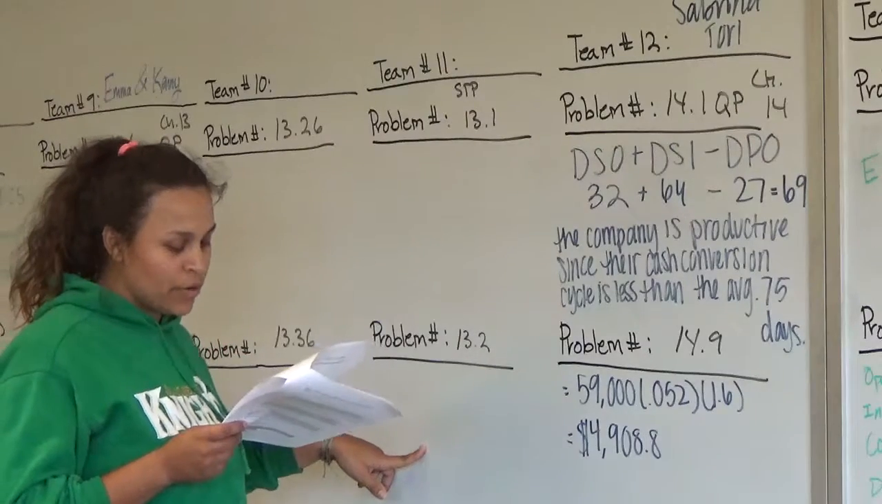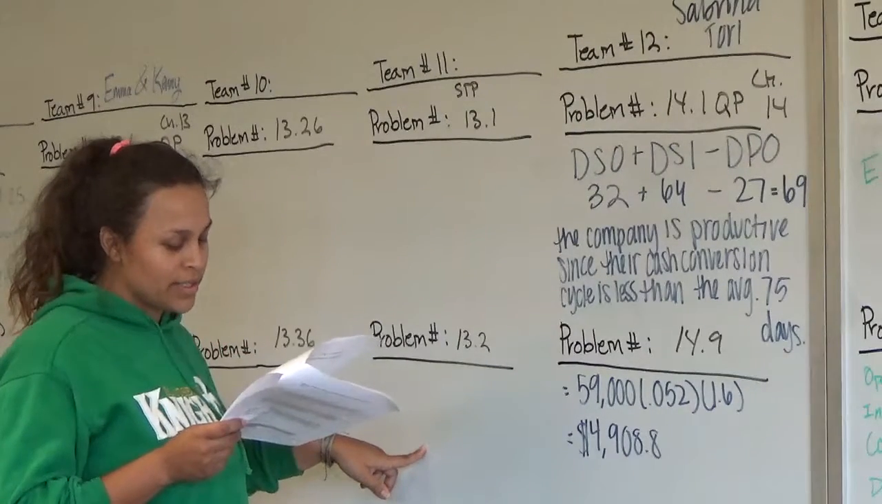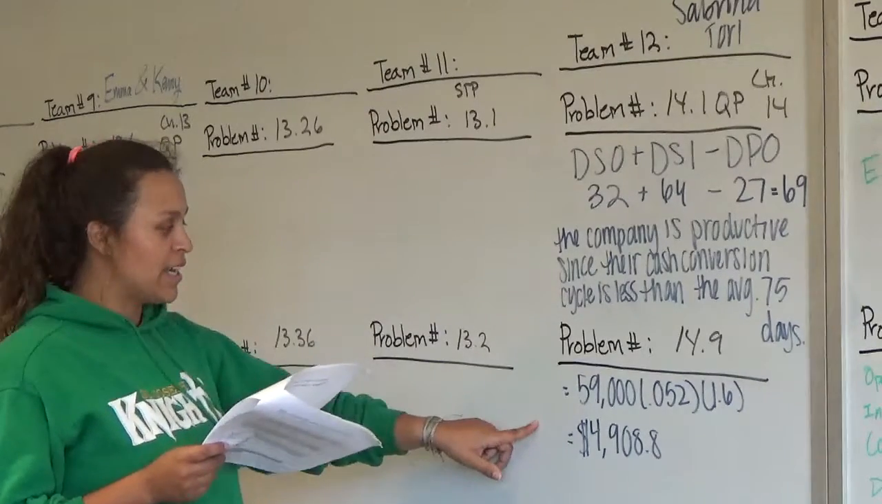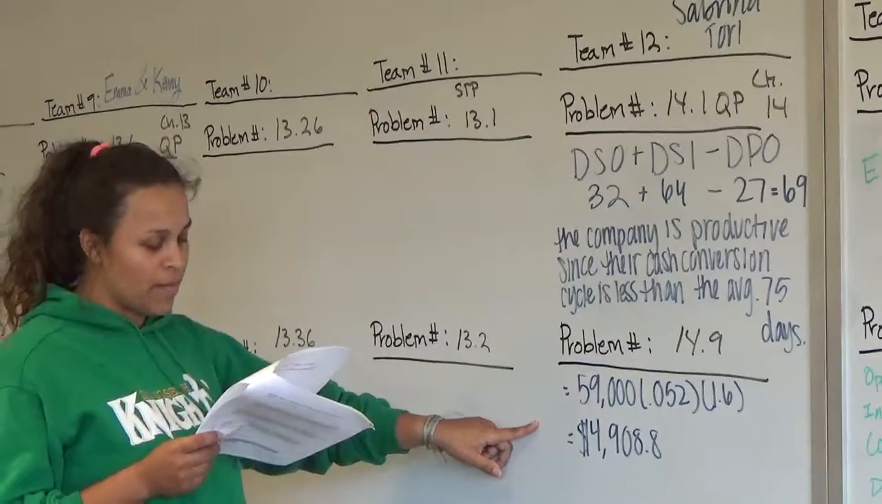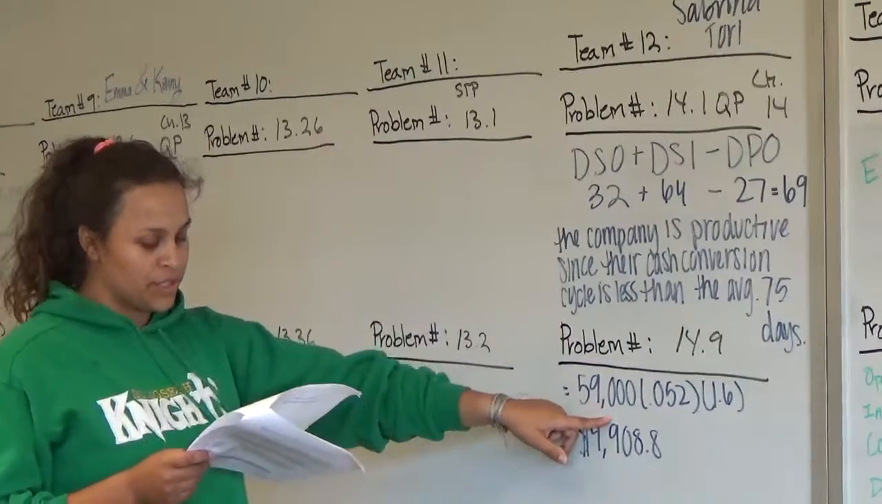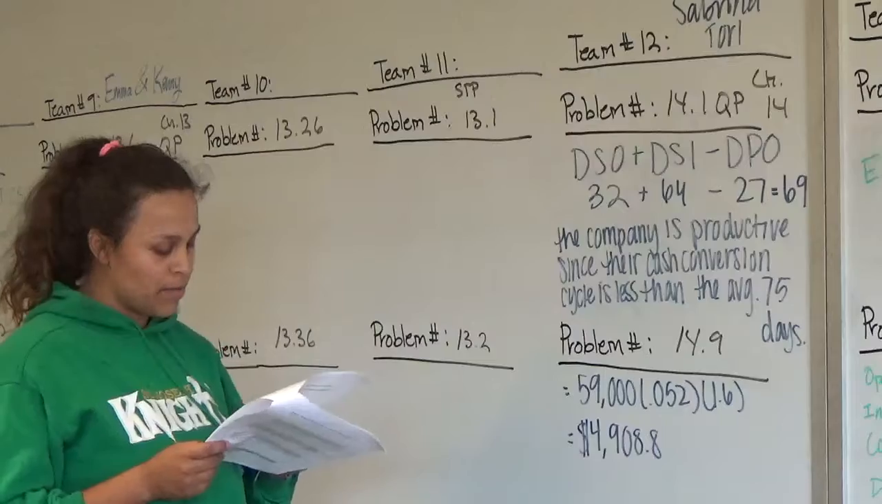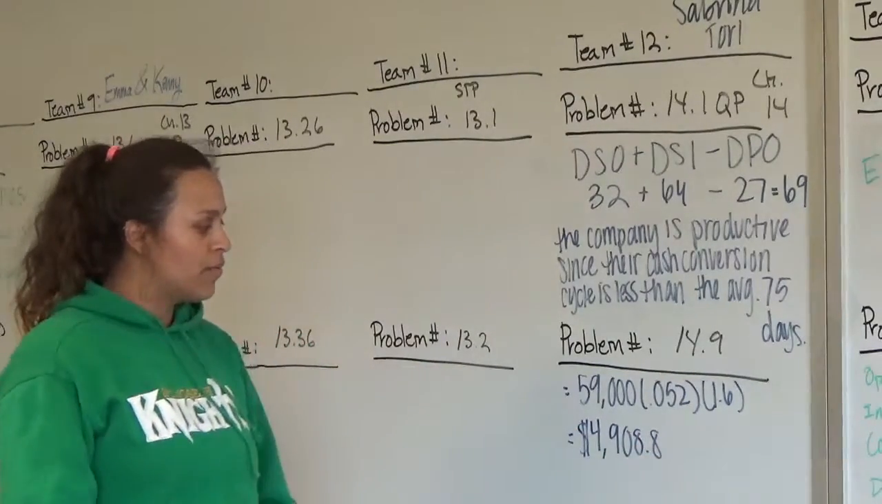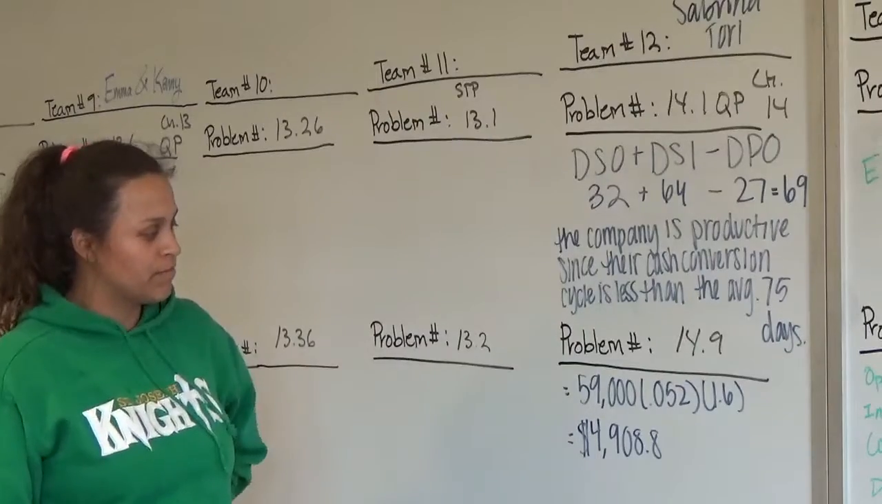And then in 14.9, they're asking what are the savings from using the lockbox. So we took their daily sales and multiplied that by their earnings rate, which is 5.2%, and multiplied it by 1.6 days, and we got 4,908.